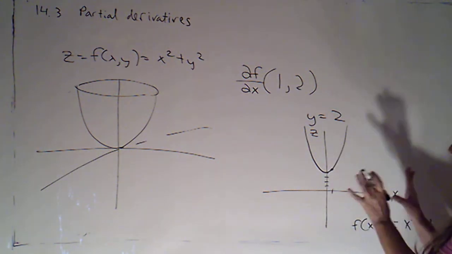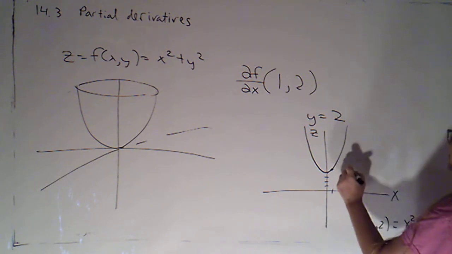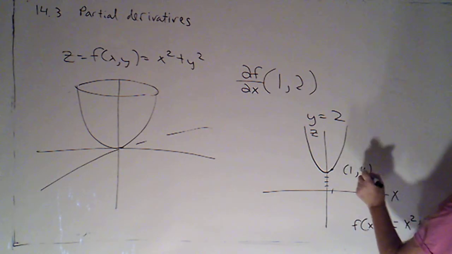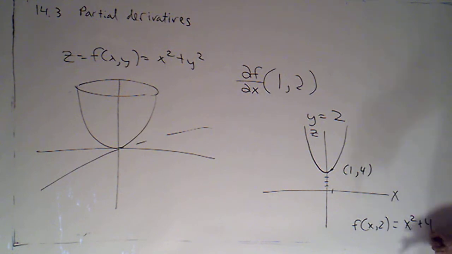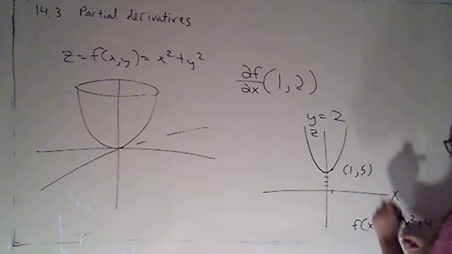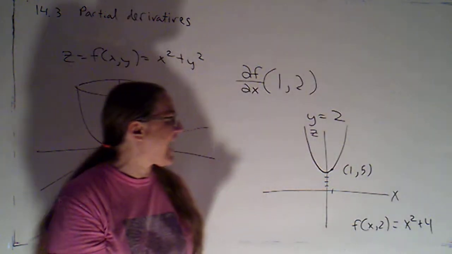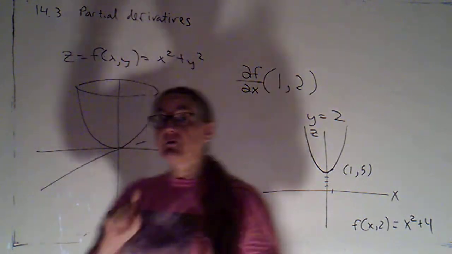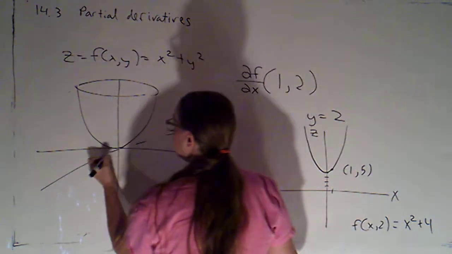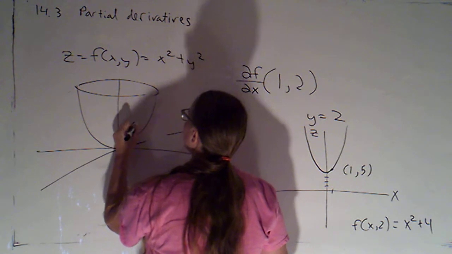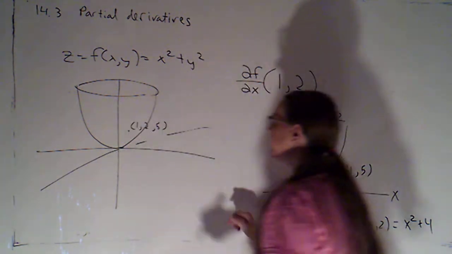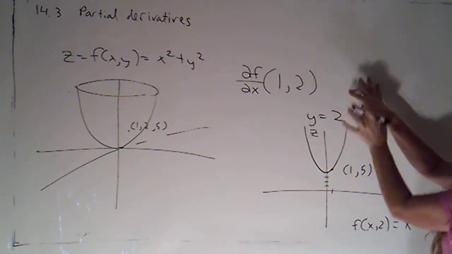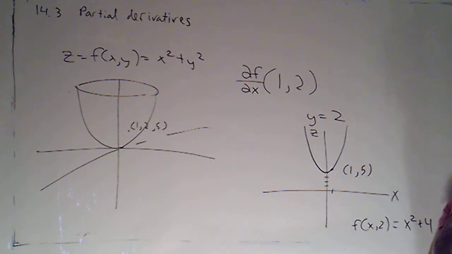And of course we're concerned about this point right here. Notice in the plane y equals 2, that's the point (1, 4). When I plug in 1 for x, I get out 5 for z. That would correspond to, over here, the point I get at (1, 2, 5). Here I don't need to label the 2 because I'm in the plane y equals 2.